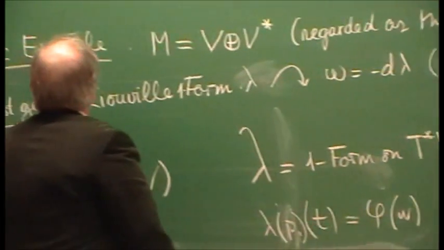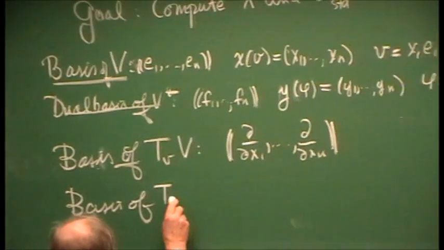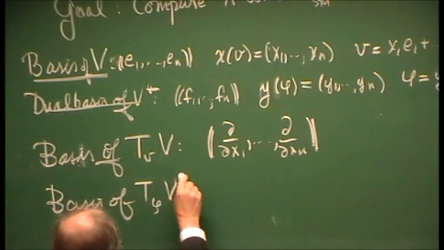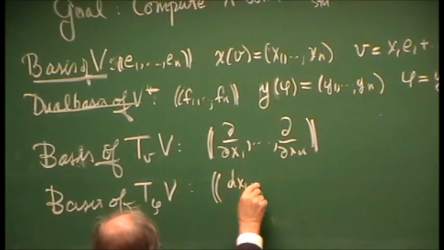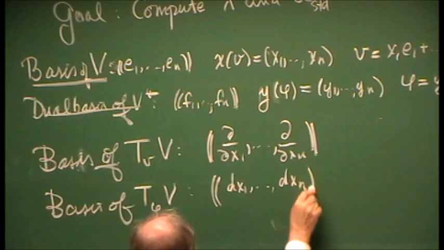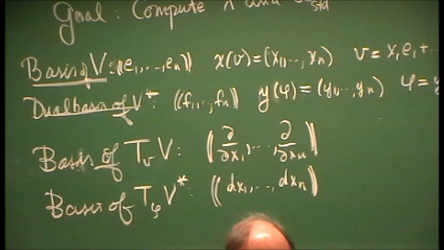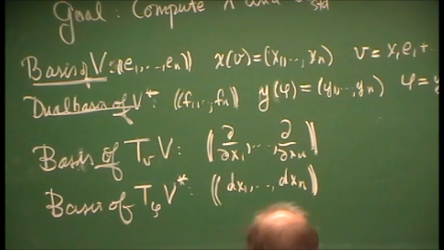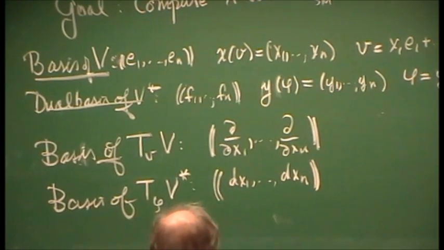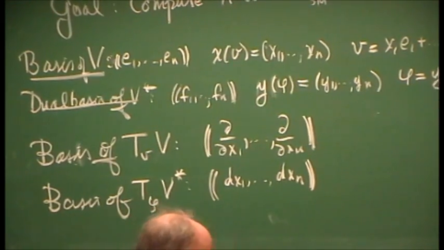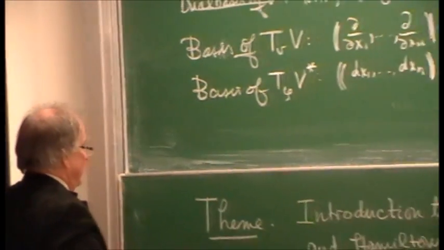And the tangent space of, maybe I'm writing too much now, but let's say the tangent space of V star at phi is dx1 through dxn. And so is dy1. Isn't it dy1? No, I want dx. I want this. I think.